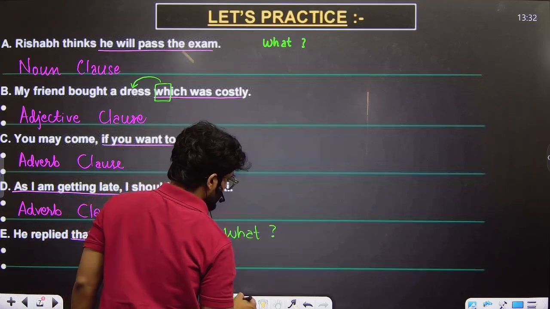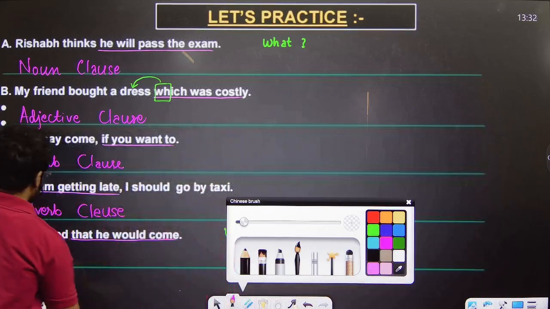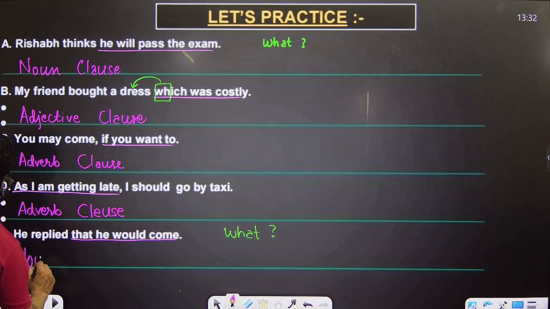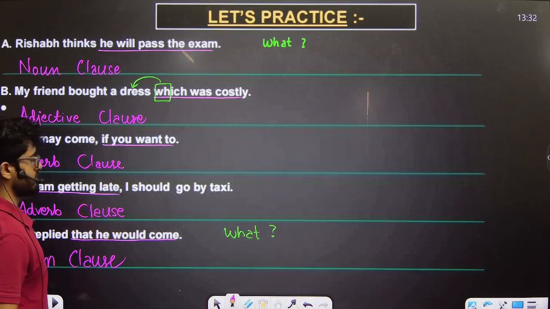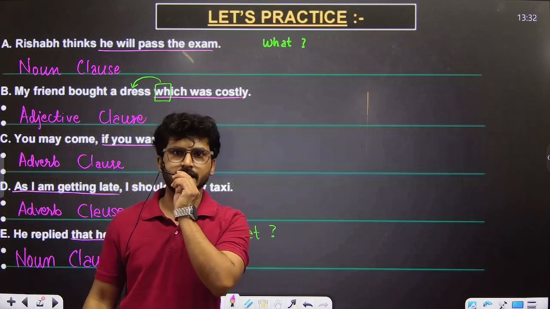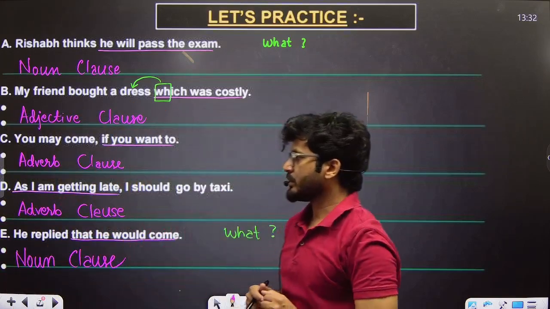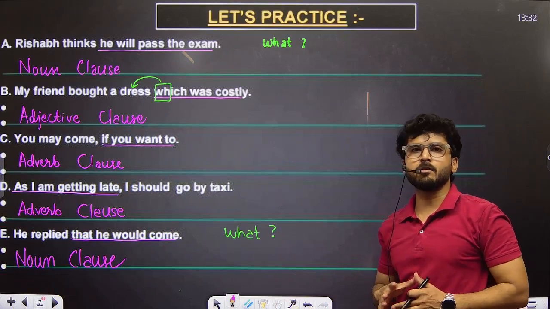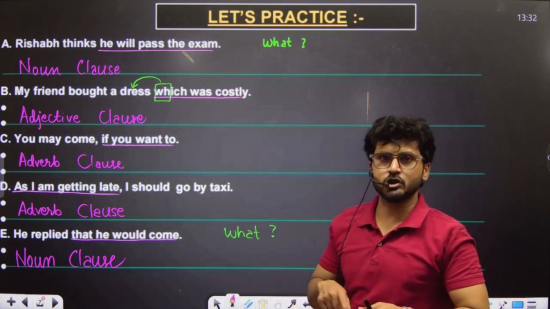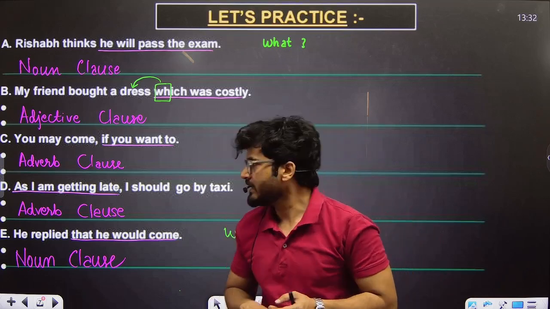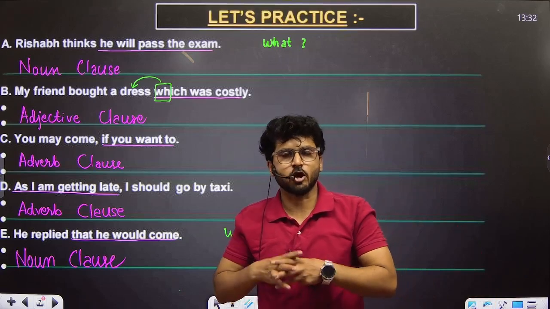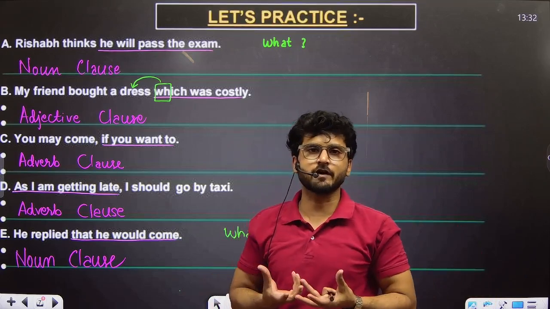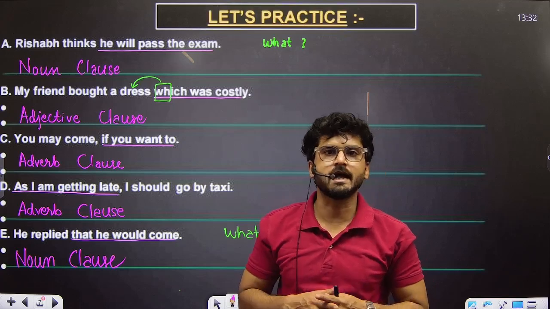So you are getting the answer. So what will you write? This is again your noun clause. Any confusion? I hope you all got clarity about the noun clause, adjective clause and adverb clause. This is how you can use your trick and your concepts or rules to identify the noun clause, adverb clause and adjective clause.